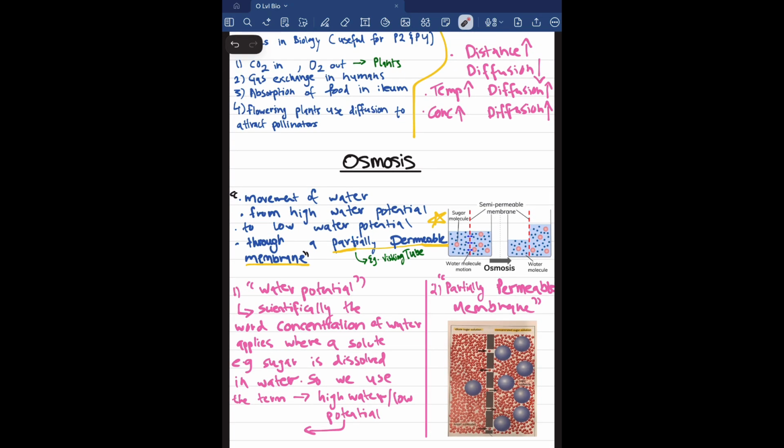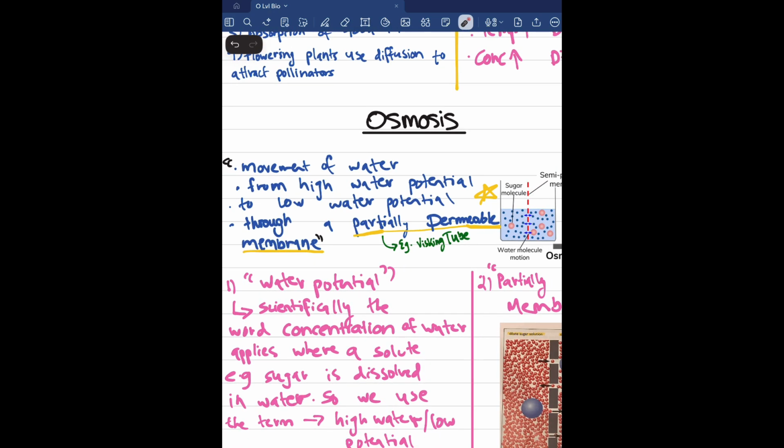So let's move on to the next subtopic, osmosis. Now osmosis is something new for you guys at this point, right? So I tried to break osmosis down. Let's start with a definition. Osmosis is the movement of water from higher water potential to lower water potential.